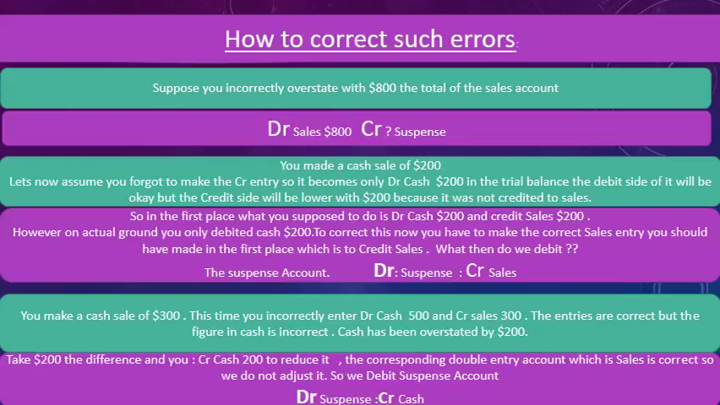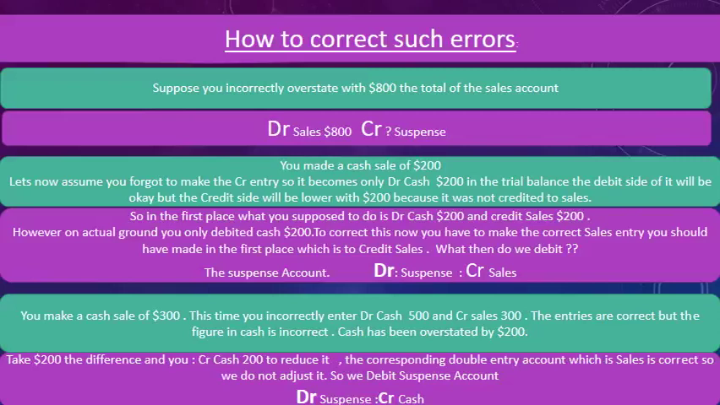We are on error number 2. This is a cash sale. So in this cash sale, we forgot to make the credit entry. So in your head, you should think, what was supposed to be the correct entry to be made? The correct entry was to debit cash $200, credit sales $200. So in the trial balance, now that we have forgotten to credit sales, remember we only debited cash in this scenario, we now have to correct it.